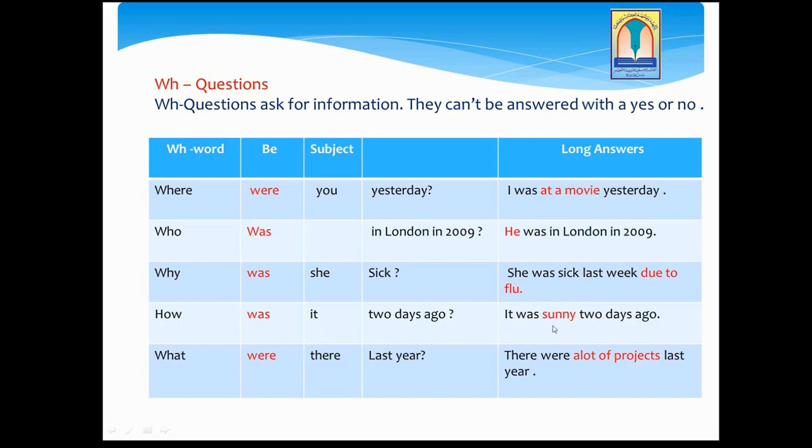It was sunny. There were a lot of projects last year. A lot of projects here is an object, so I ask by what. What were there last year? So, as we notice here, the WH word must be followed by the verb of be in the past, which is either was or were, then the subject, then the complement of the sentence to form the WH question.